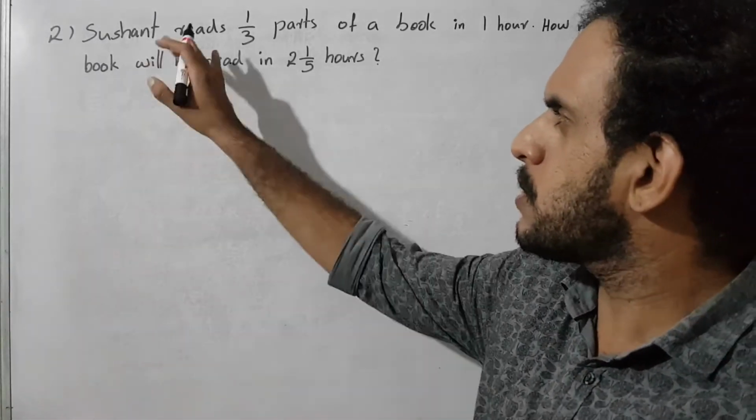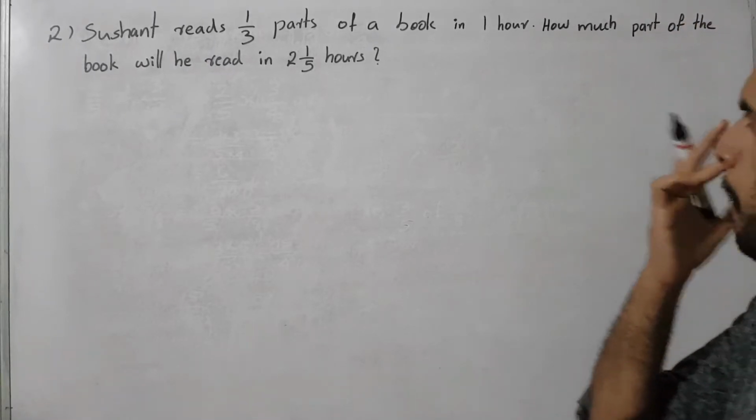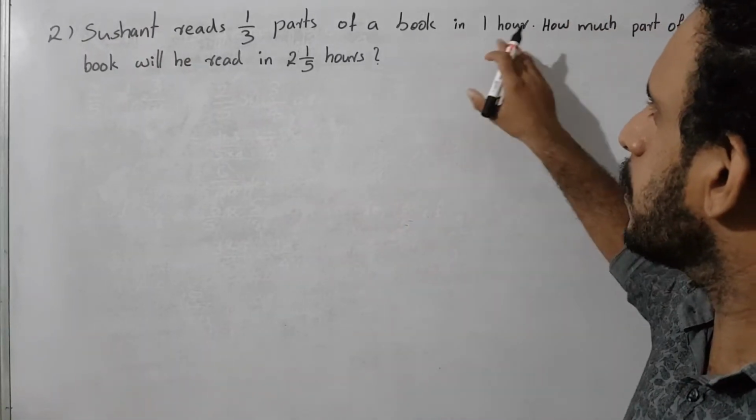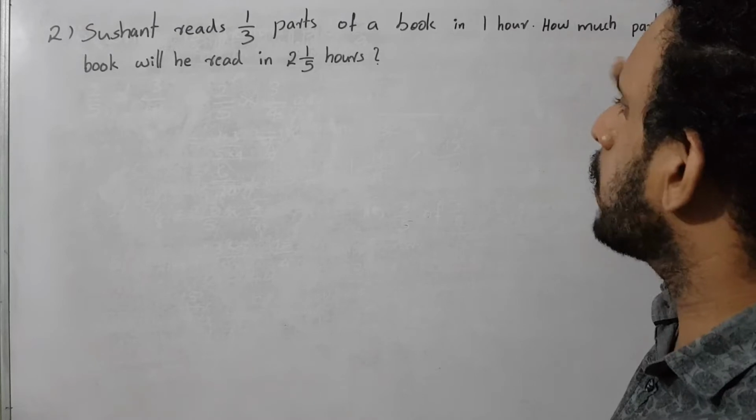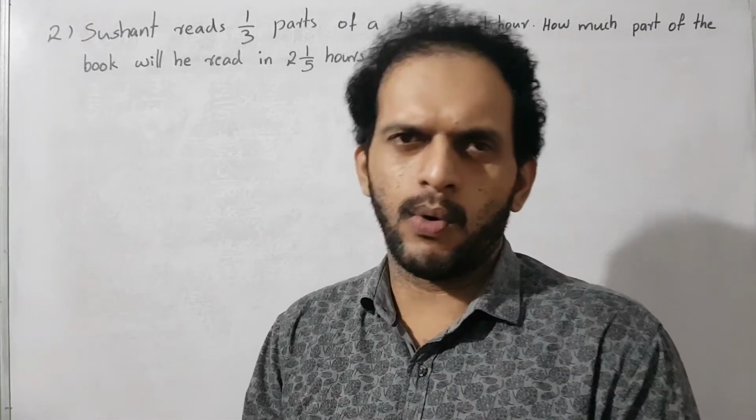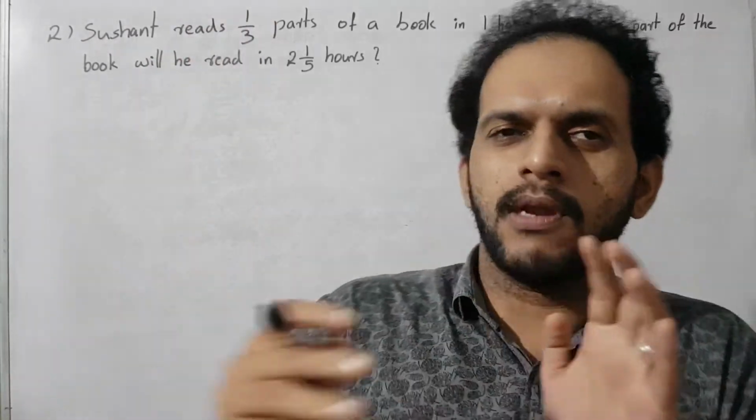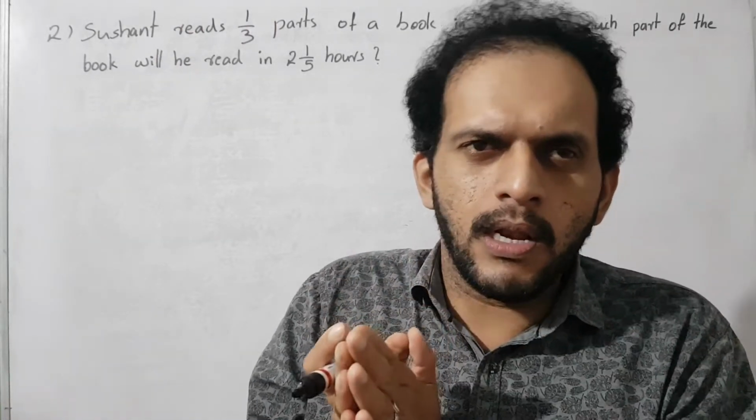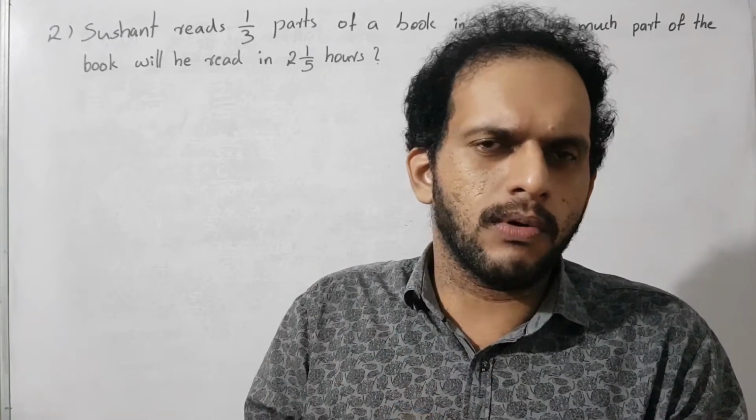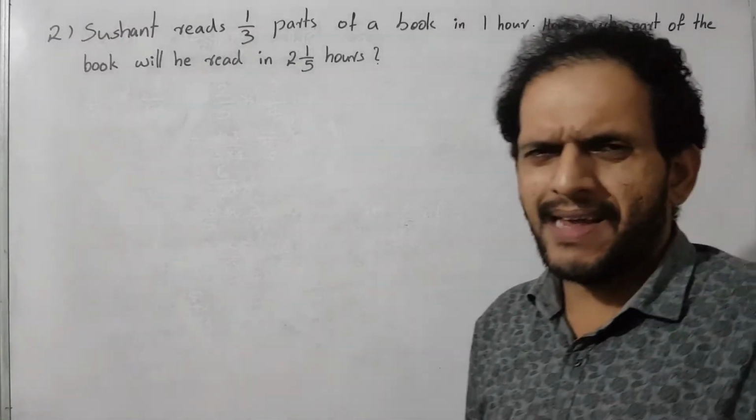എന്താണ് ക്വസ്റ്റ്യൻ? Sushant reads 1/3 parts of a book in 1 hour. How much part of the book will he read in 1/5 hours? അല്ലേ? ഇത്രയേ പറഞ്ഞിട്ടുള്ളൂ. ഒരു മണിക്കൂറിൽ ഒരു ബുക്കിന്റെ 1/3 പാർട്സ് ആണ് സുശാന്ത് വായിക്കുന്നതെങ്കിൽ 1/5 അവേഴ്സിൽ ആ ബുക്കിന്റെ എത്ര ഭാഗമാണ് വായിക്കുക എന്ന് നമ്മൾ കണ്ടുപിടിക്കണം. Correct? Then it is a very direct question.